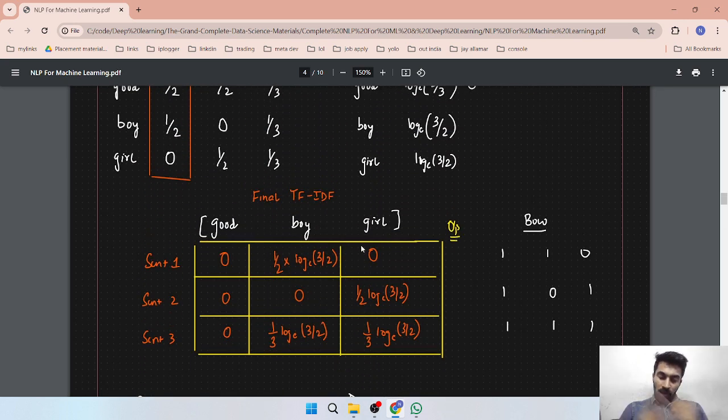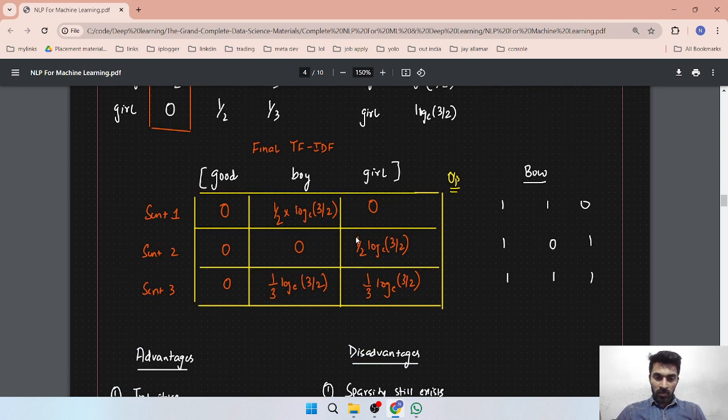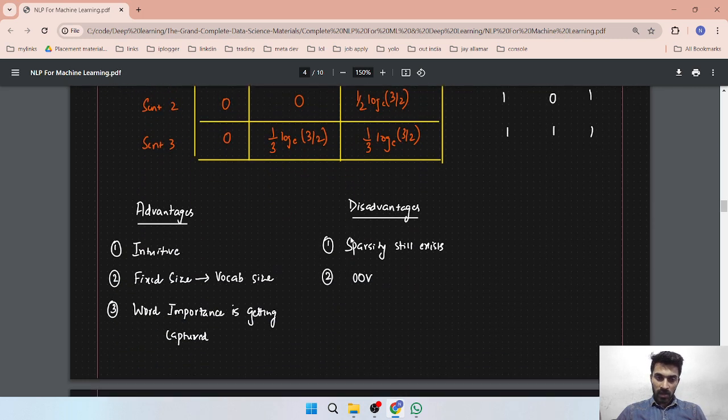So basically the funda of this algorithm is: if a word is coming in every sentence, then we will give it a lower weightage, and if it is coming in fewer sentences, then we will give higher weightage to it. This is basically the funda. Term frequency will give you the frequency of that term, but the IDF value will help us find who is repeating many more times and who is coming fewer times. That's how TF-IDF will work.